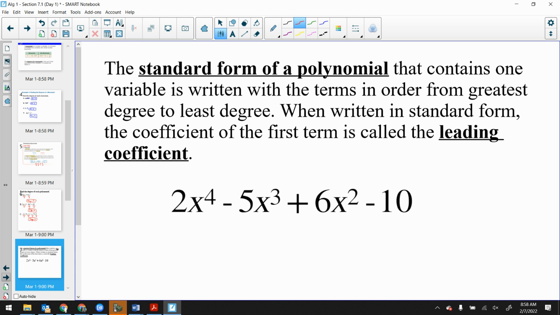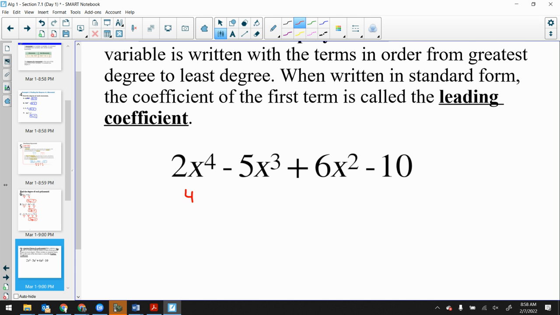This is an example of something that is in standard form. You want to see why? Because the degree is 4, 3, 2, and 0. That is in standard form.